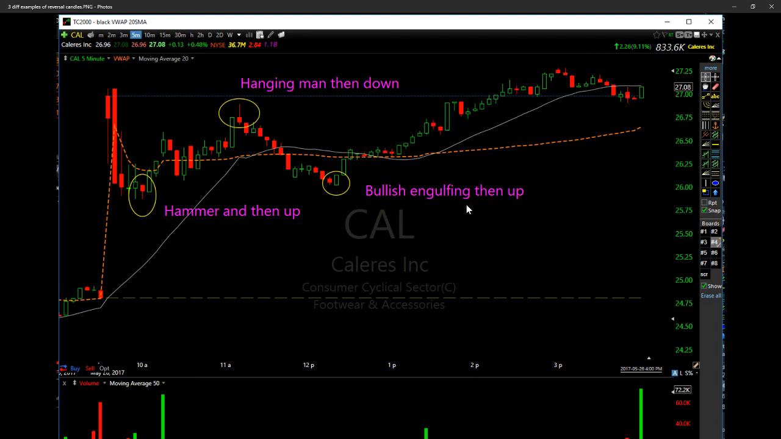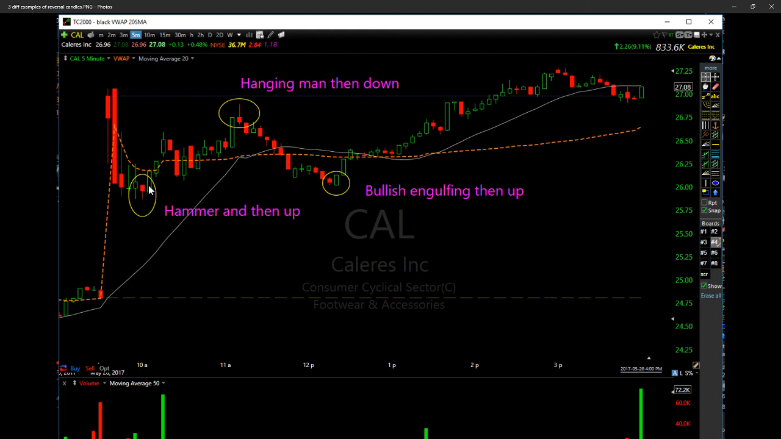We have lots of examples in this one. The CAL is a really good example. So first we have the hammer, which would be nice if this was a little bit lower, but that's why I like using real world examples, because it just shows that nothing's perfect in trading. You need to be really quick.